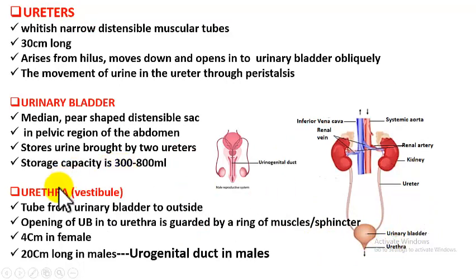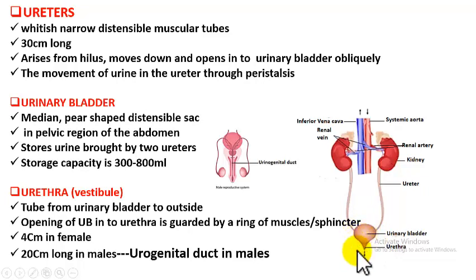Now the next structure, the last structure, is the urethra. The other name for urethra is vestibule. So it is a tube from the urinary bladder which opens outside. So this tube is the urethra, which opens to the outside and passes out the urine.